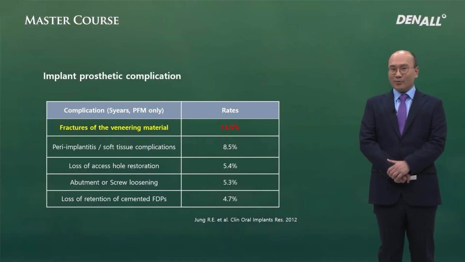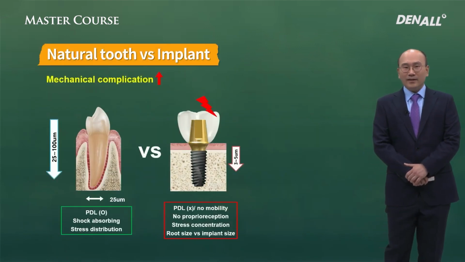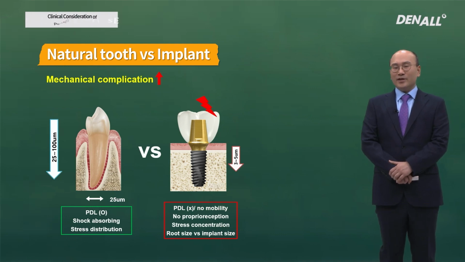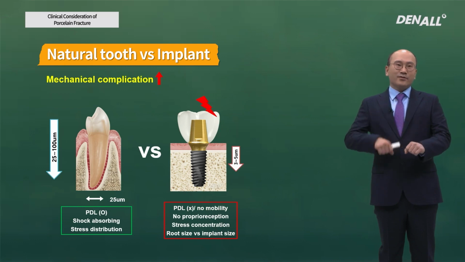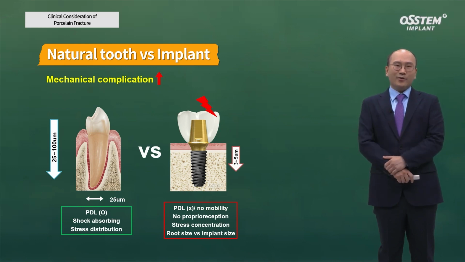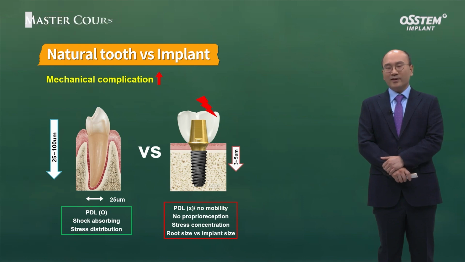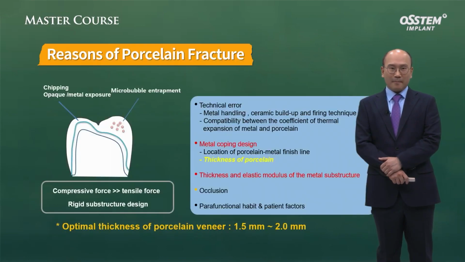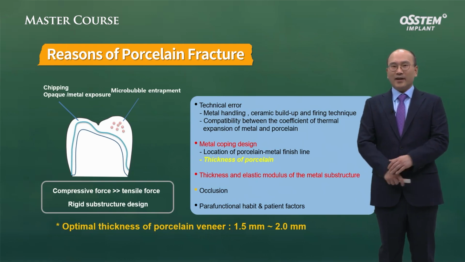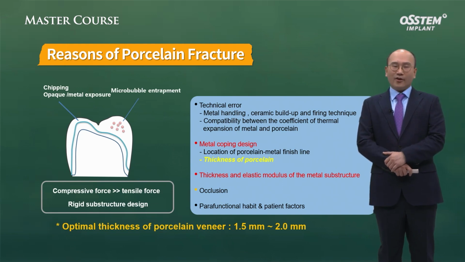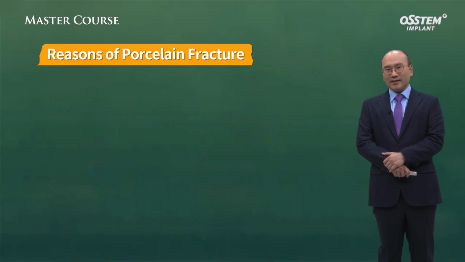In 2012, this literature showed that among various implant complications, there is a high likelihood of porcelain fracture. In the case of implants, unlike natural teeth, there is no periodontal ligament and no proprioception. So it's weak against stress, and compared to natural teeth, there's more likelihood of porcelain fracture. The reasons for such fracture could be technical error, coping design, substructure thickness, occlusion, or patient factors. So there are many different reasons for the fracture.